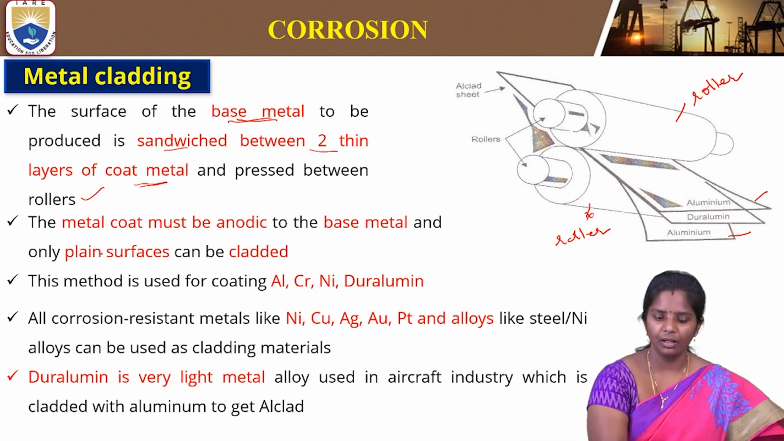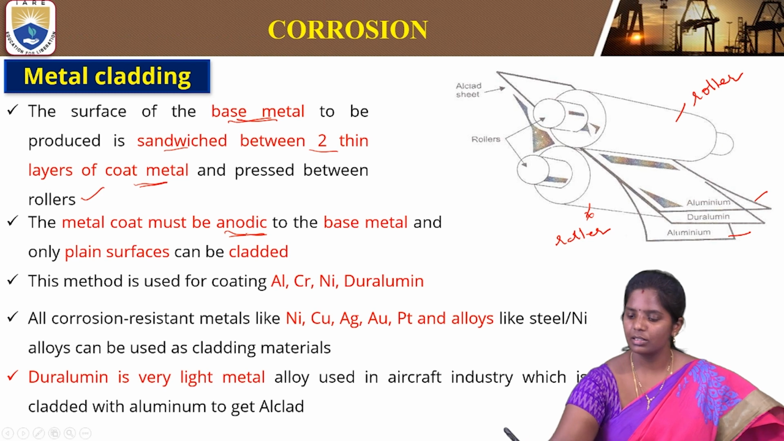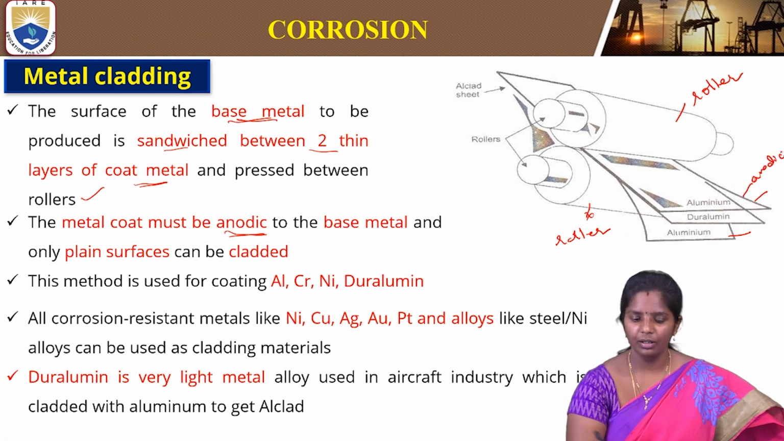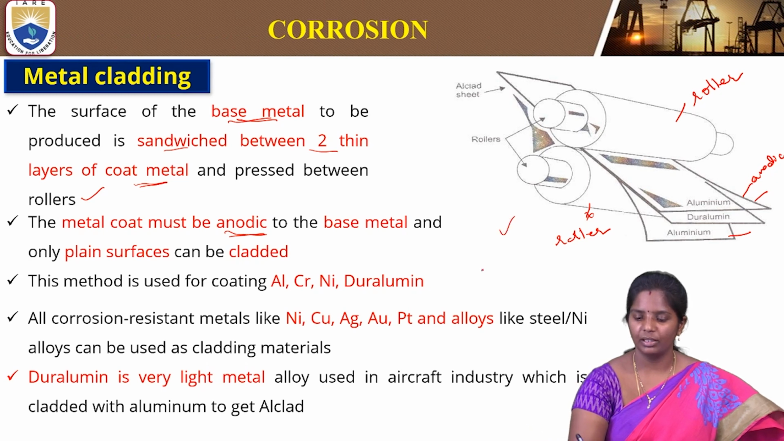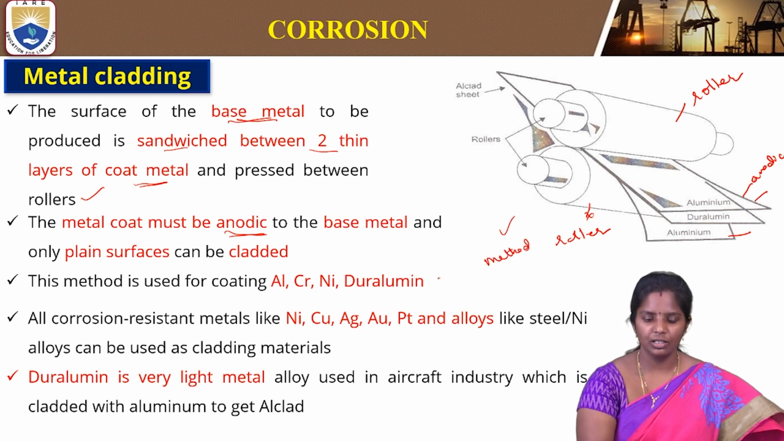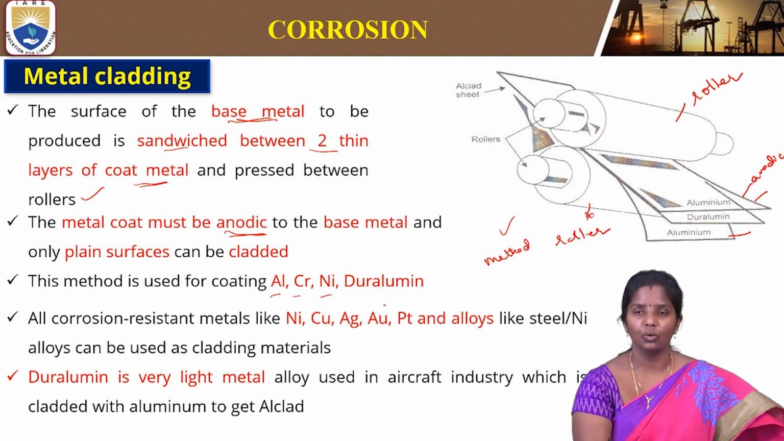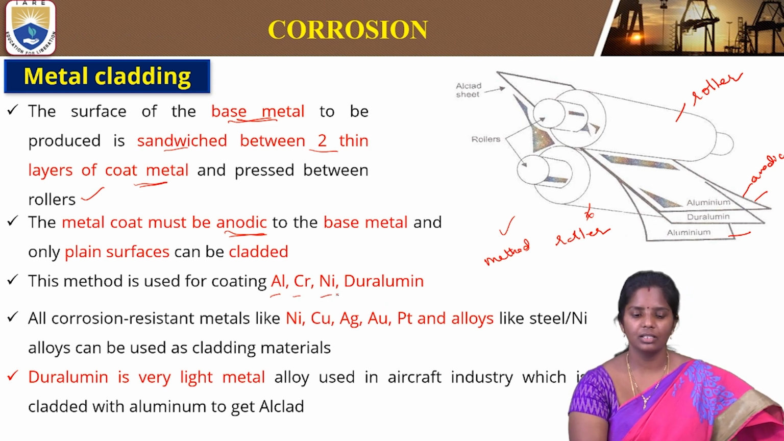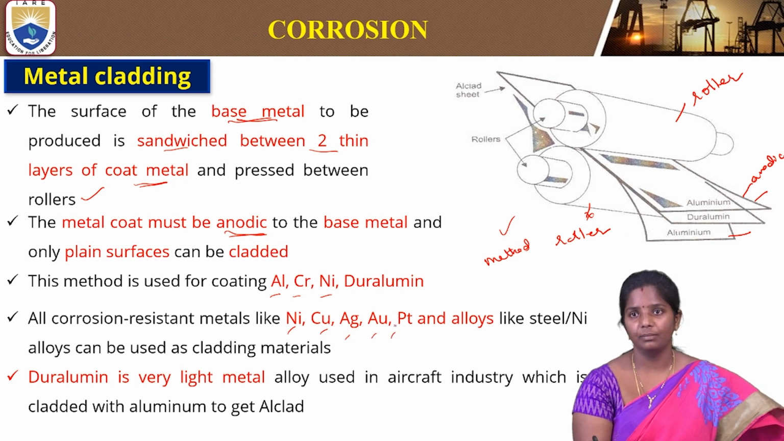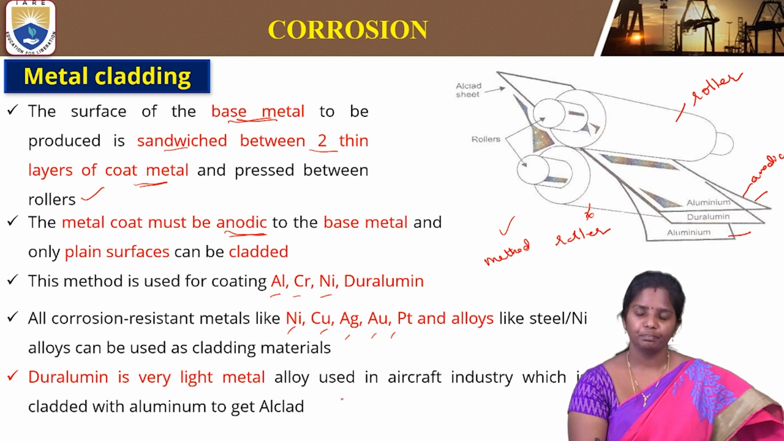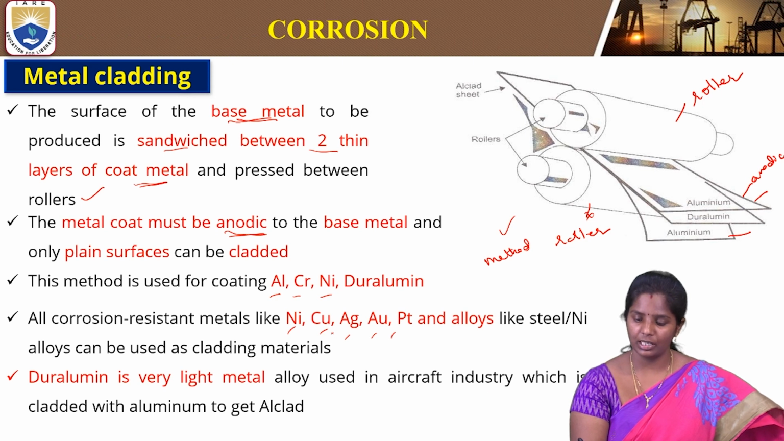So the metal coat must be anodic to the base metal, and only plain surfaces can be cladded. For example, only the sheets, like plain sheets, can be cladded using this method. This method is used for coating aluminium, chromium, nickel, and duraluminum. These are some of the examples where this type of metal cladding is used. And all corrosion resistant metals like nickel, copper, silver, gold, platinum, and all the alloys can be used for the metal cladding process.